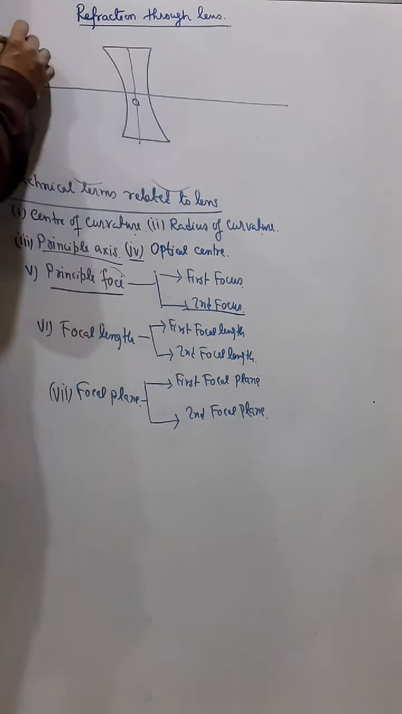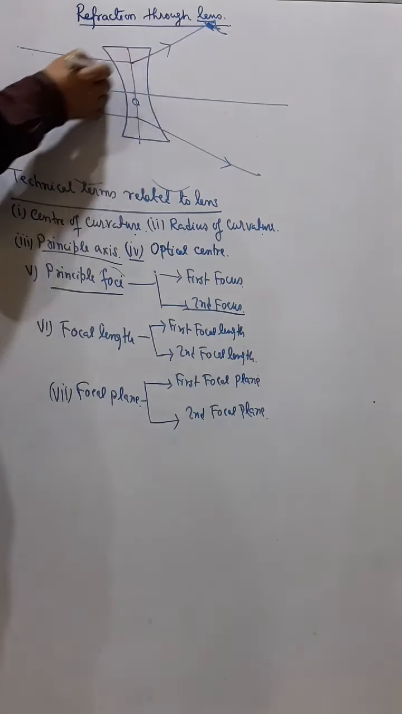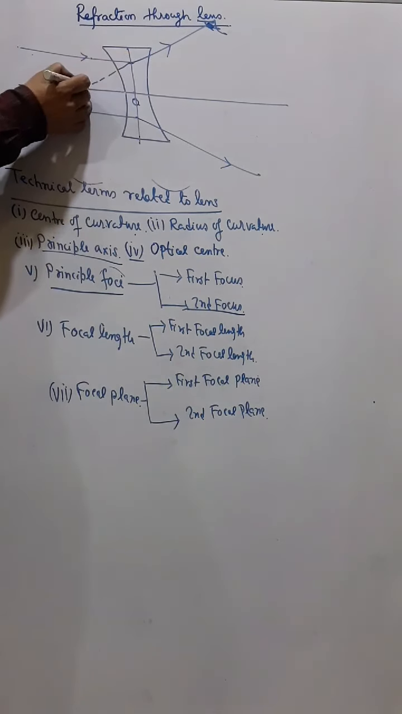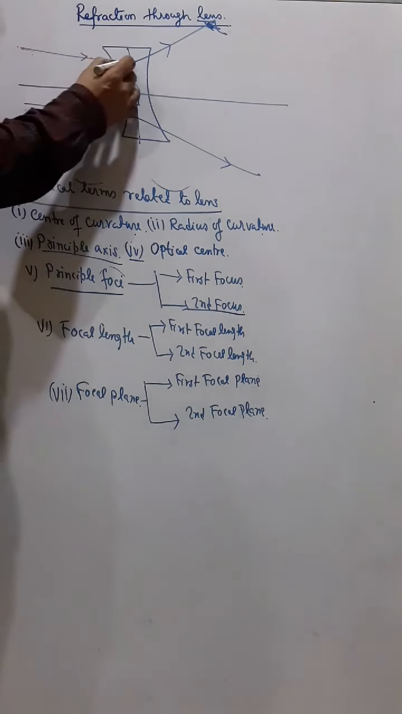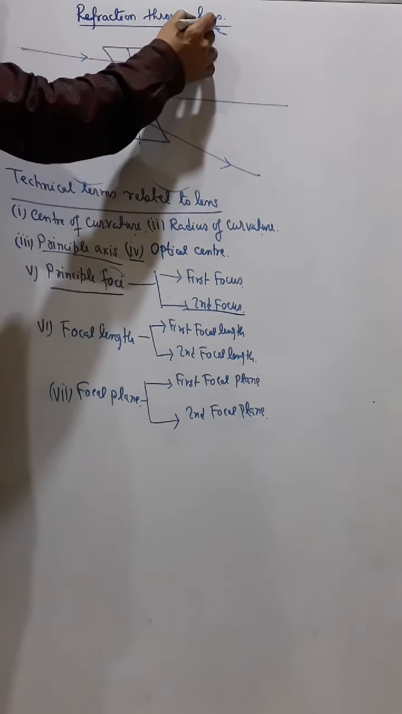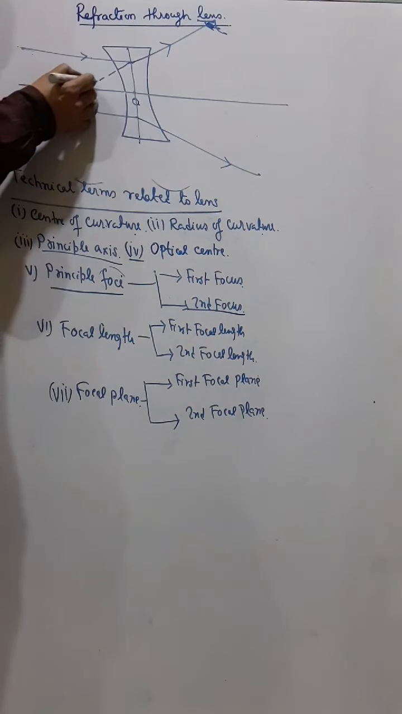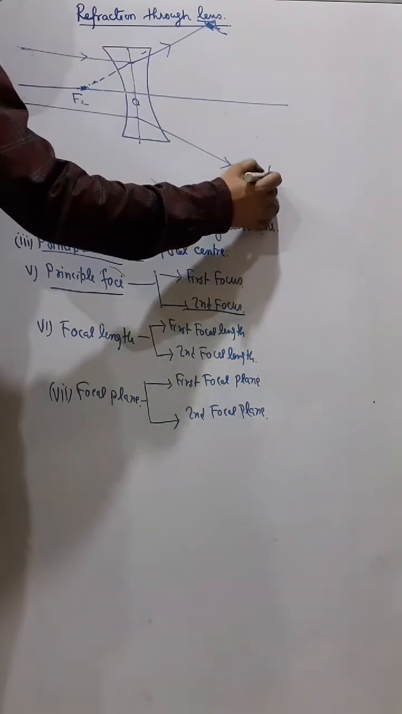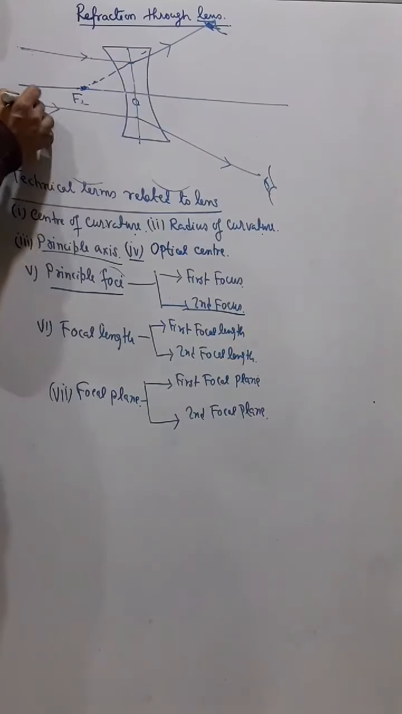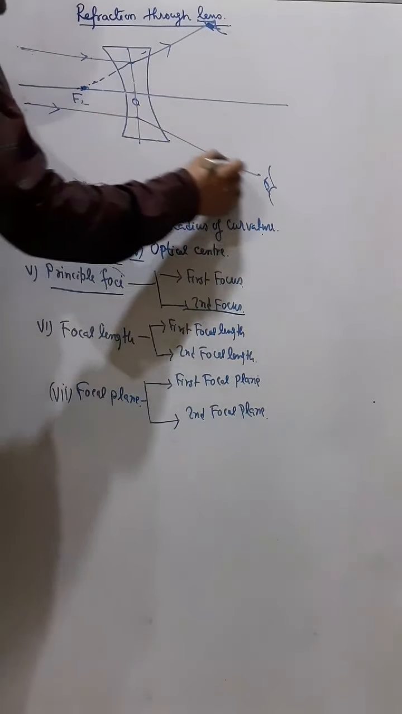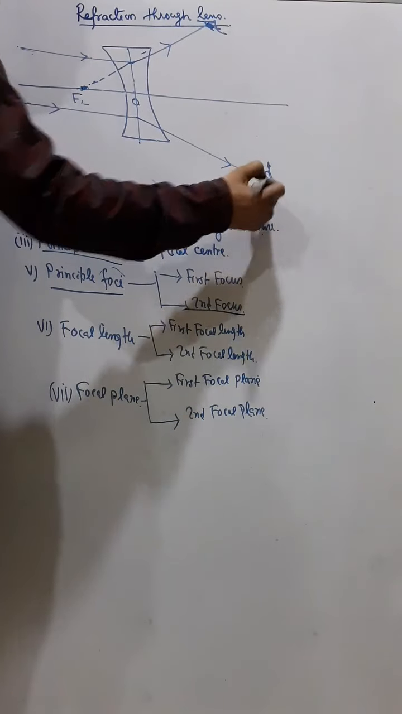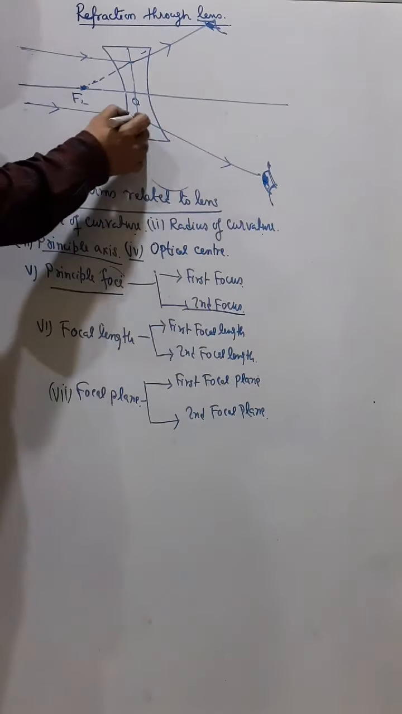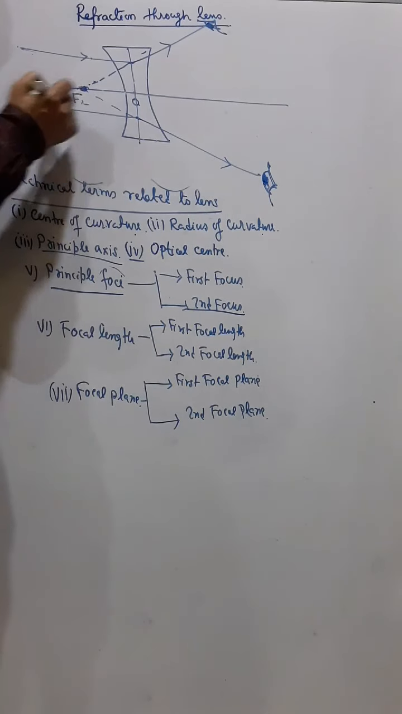So that means if anybody looks from here, according to them, this ray of light will appear to be coming from this point. So that is called second focus. So the parallel rays of light after refraction appear to be coming from this point. Although the ray of light is actually passing like this and they are diverging, according to this observer here, this ray of light will appear to be coming from this point.